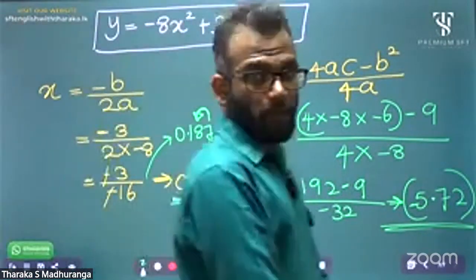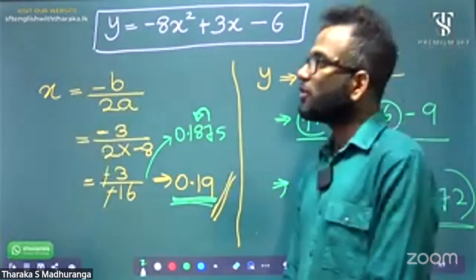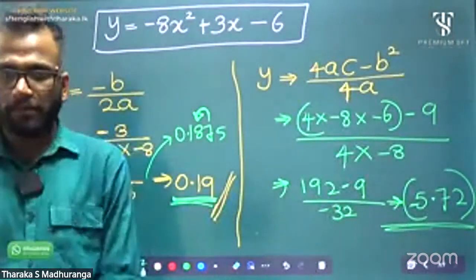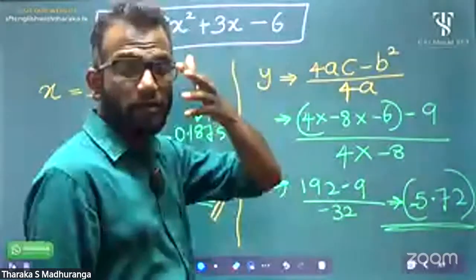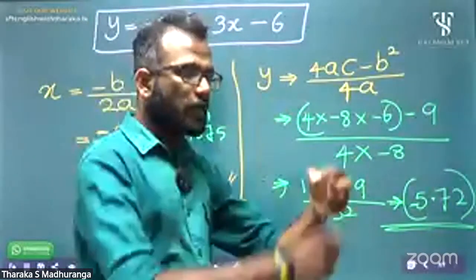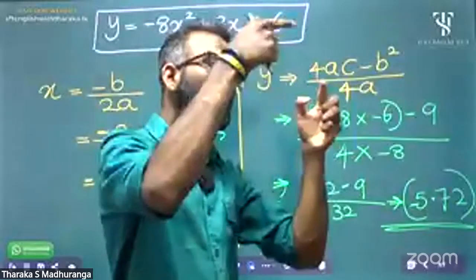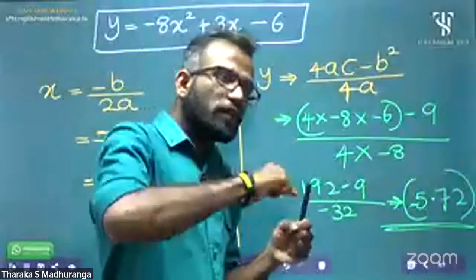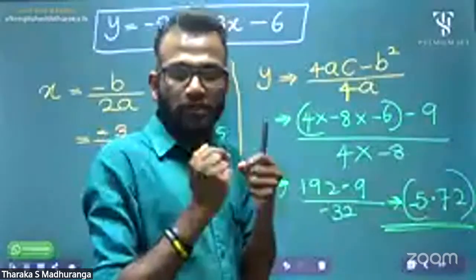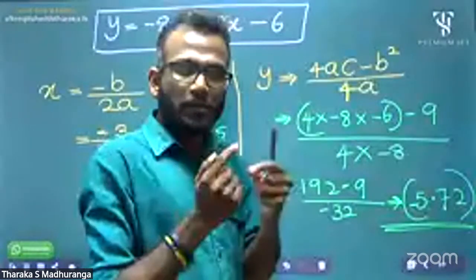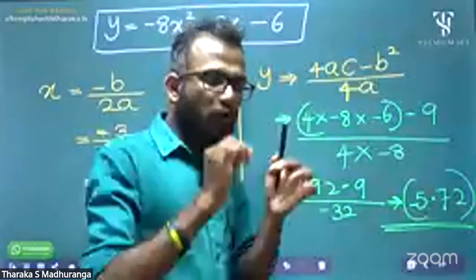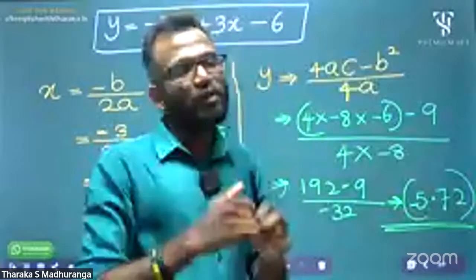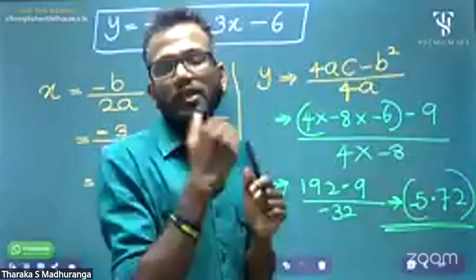Okay, I've summarized. First of all, you have to convert into common order. Then you can find the turning point coordinates. Turning point coordinates mean the maximum or minimum point. If it is a maximum quadratic, the maximum point is the turning point. If it is a minimum quadratic, its minimum point is the turning point. Maximum or minimum point, x and y coordinates are the turning point coordinates.